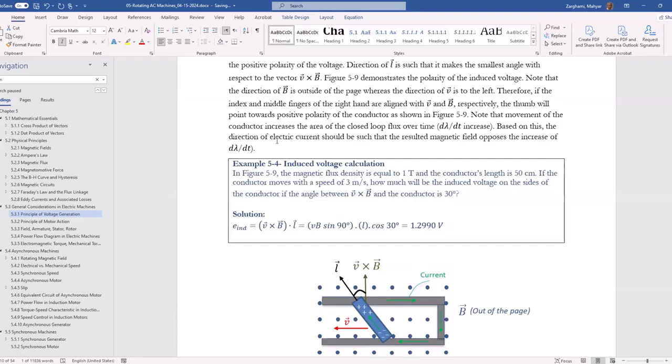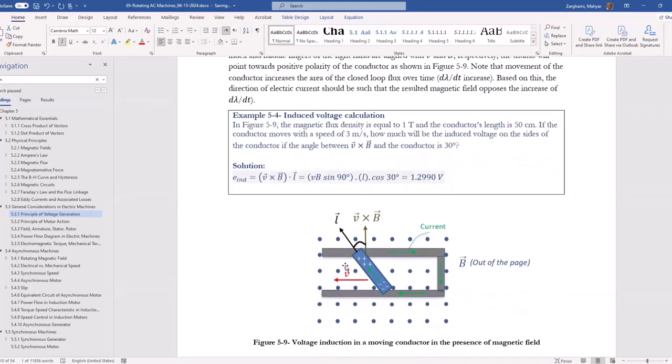Based on this, the direction of the electric current should be, if there was a path for electric current, which is going to be this path, because this is the closed path. The other path is not closed, right? So this is the path through which the current can flow. The direction of that electric current should be in a way that the resultant magnetic field opposes the increase of dλ/dt. So this is another way to explain why the polarity of the voltage should be here on the upper side of this bar.